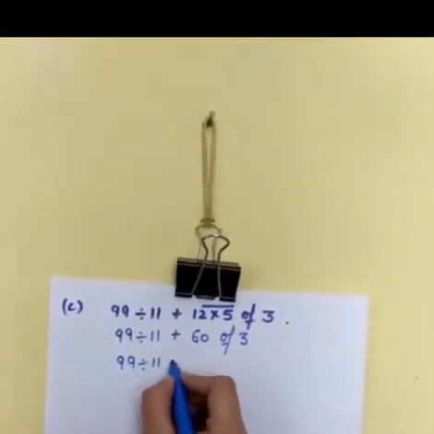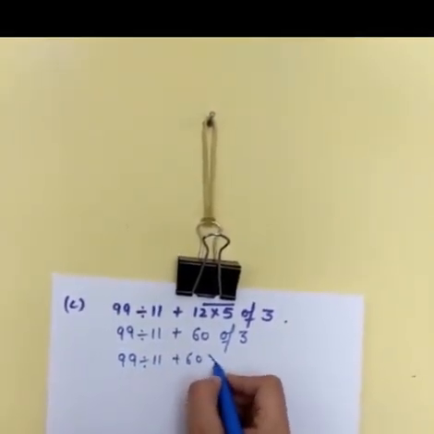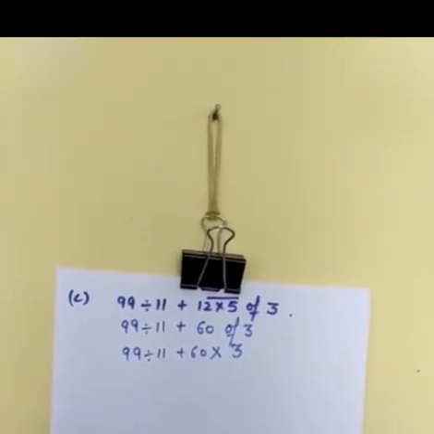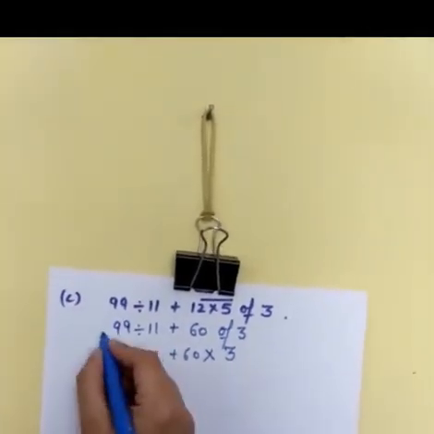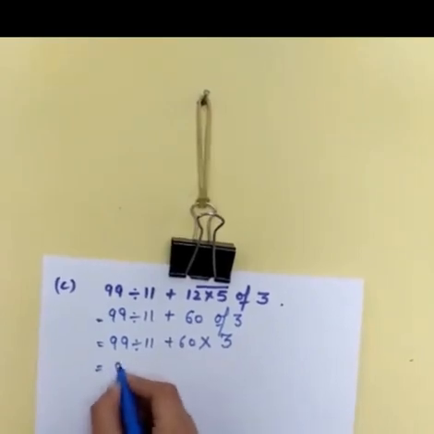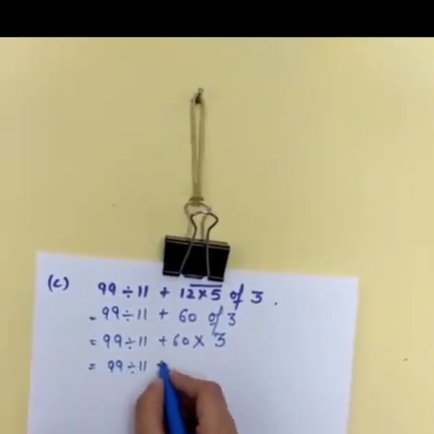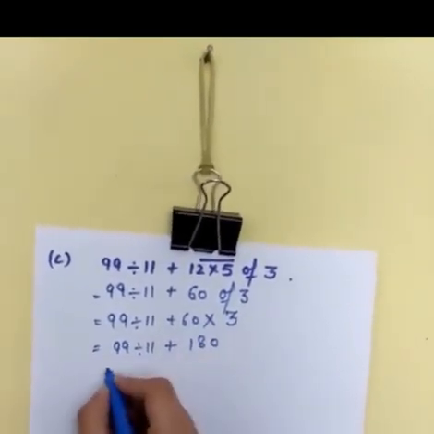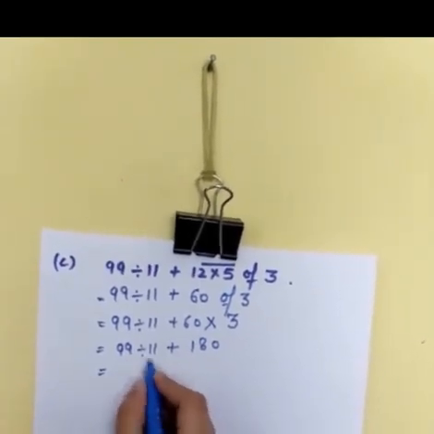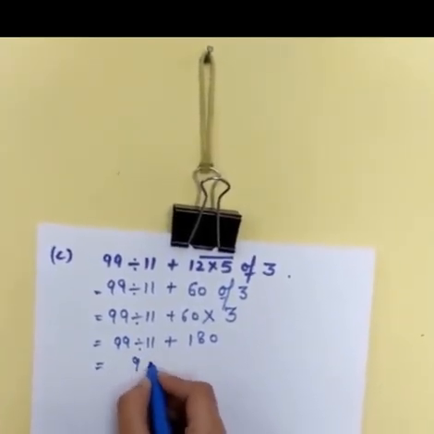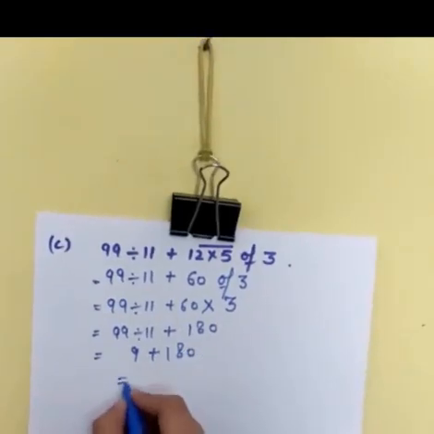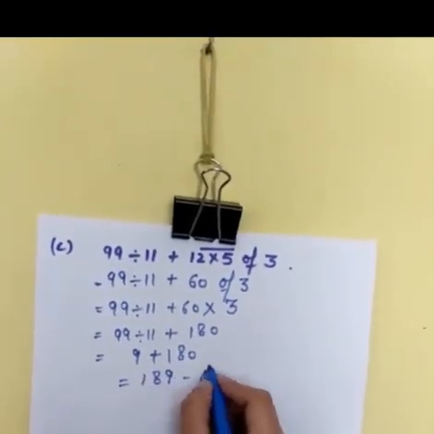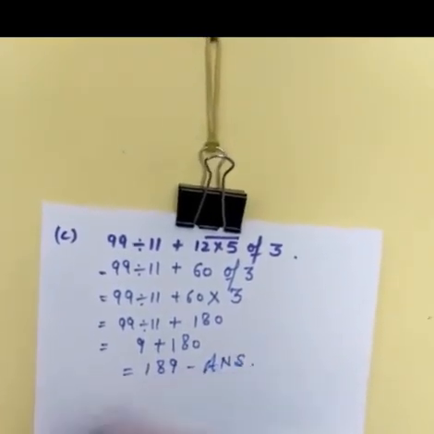In the place of of we will write multiplication, and now we will multiply these two numbers, that is 99 divided by 11 plus 180. After this we will perform division. 99 divided by 11 is 9 plus 180. So the answer is 189. This is our answer.